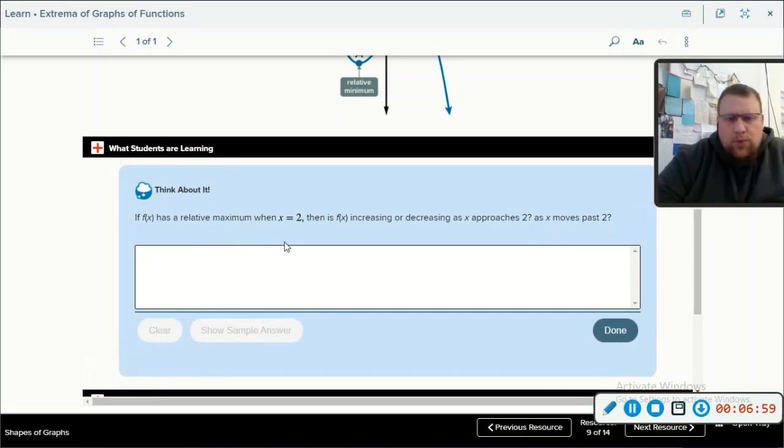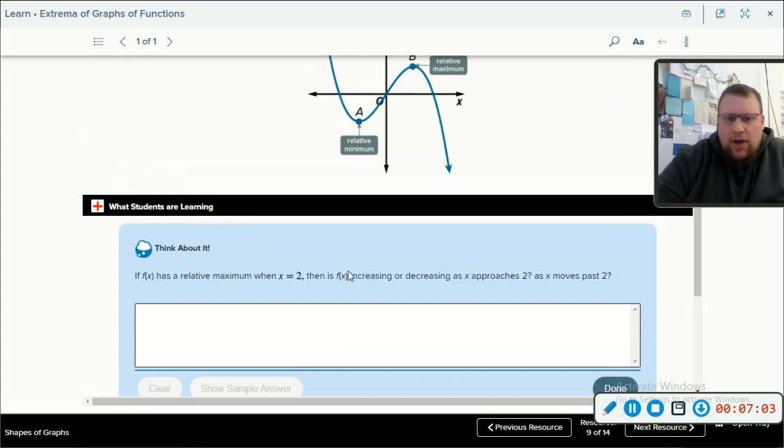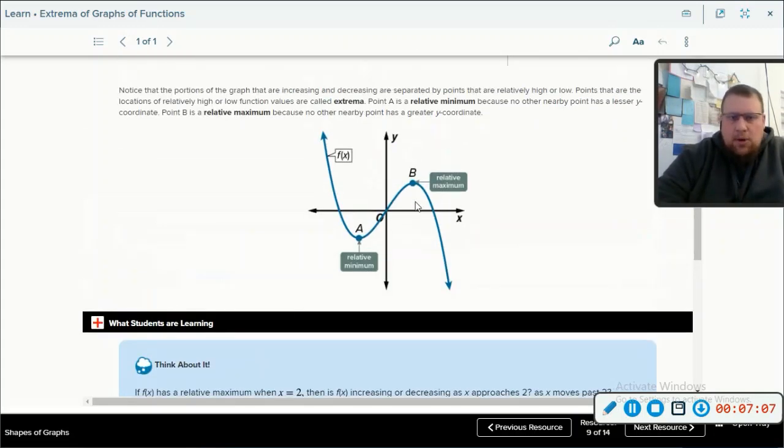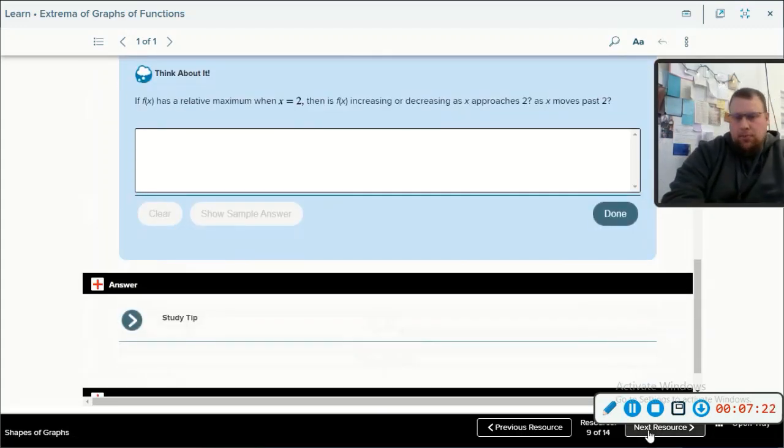If f of x has a relative maximum when x equals 2, then is f of x increasing or decreasing as x approaches 2? Well, if it's a maximum point, we're always increasing as we approach it and decreasing as we leave it. The opposite of that is if it's a relative minimum, we're always decreasing as we get to a relative minimum and then increasing as we leave it. Okay? Good points to know.